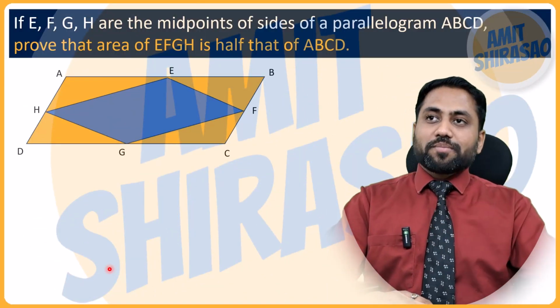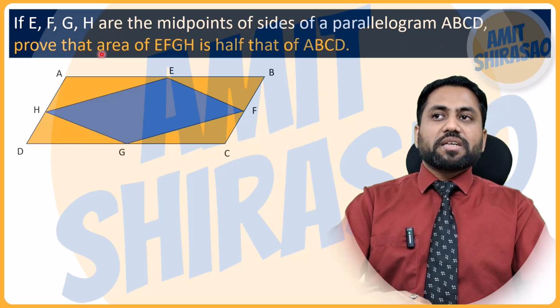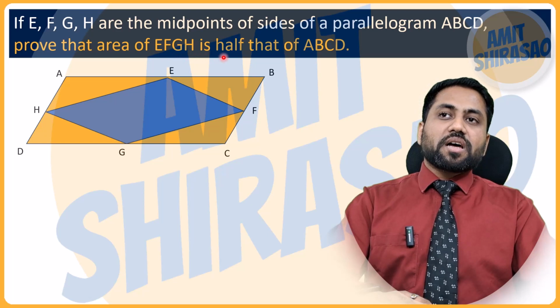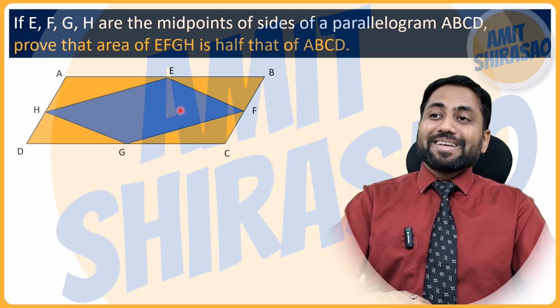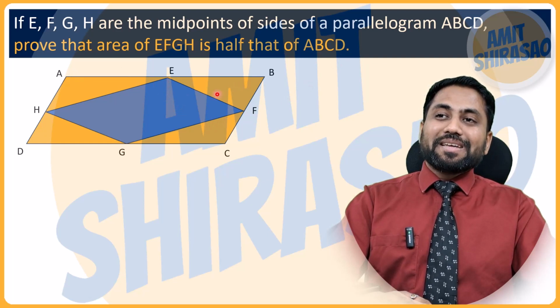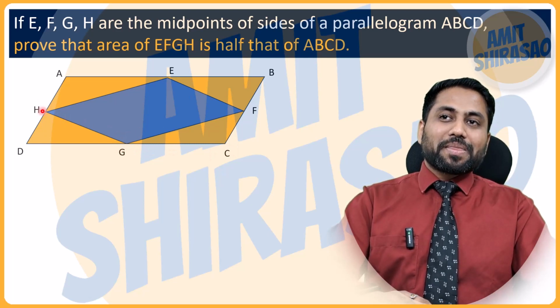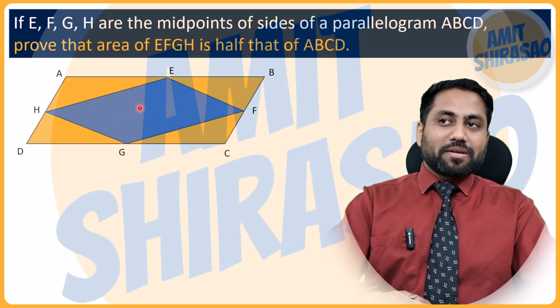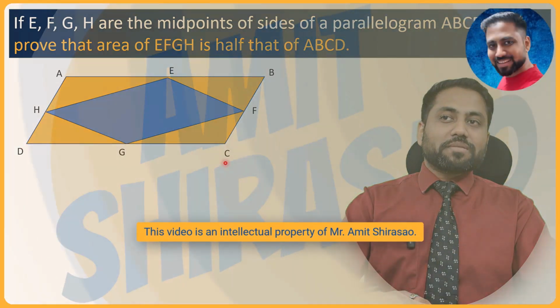Let's go to another example, another exercise. It says, if E, F, G, H are the midpoints of the sides of the parallelogram ABCD, then prove that the area of EFGH is half that of ABCD. Interesting, right? So E is the center of AB, F is the center of BC. Similarly, this is also a center and this is also a center. So whatever is formed here, the area of this blue figure is half the area of this bigger figure.